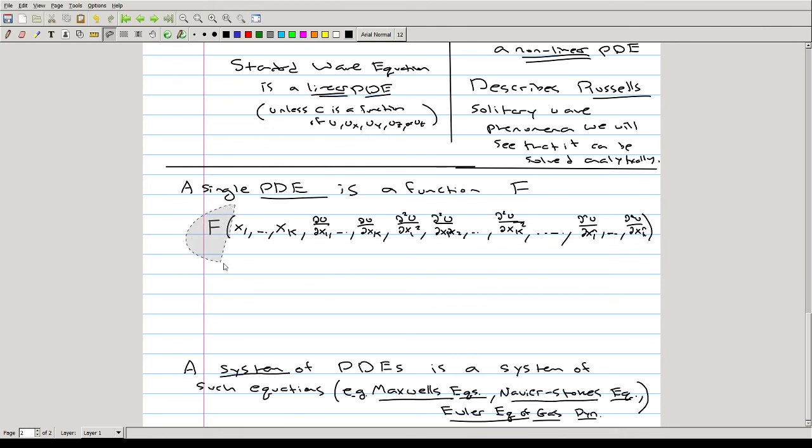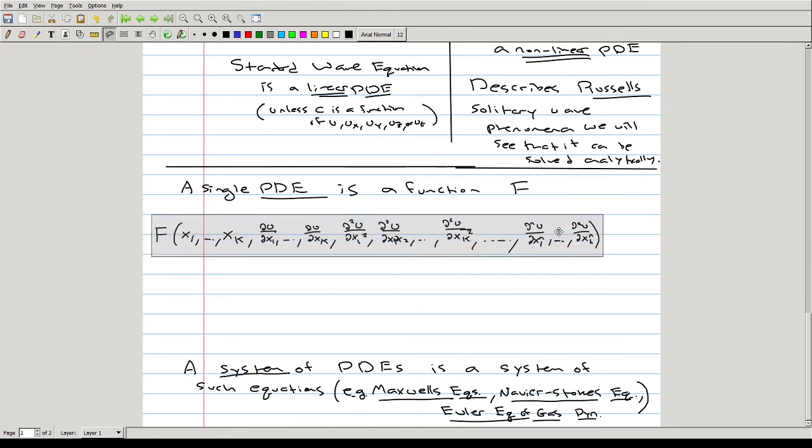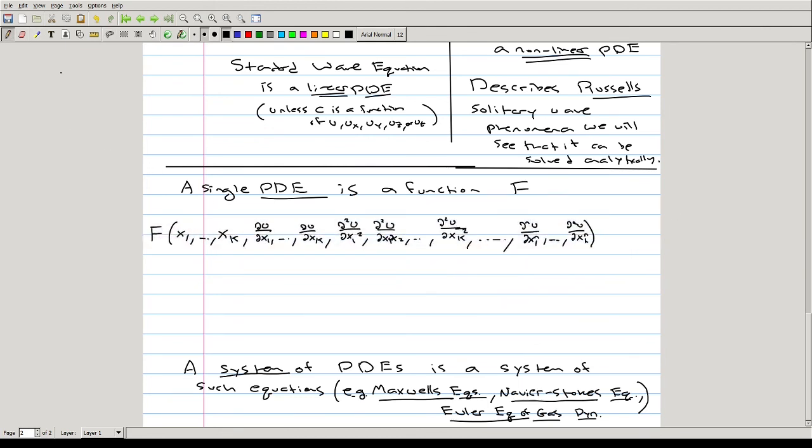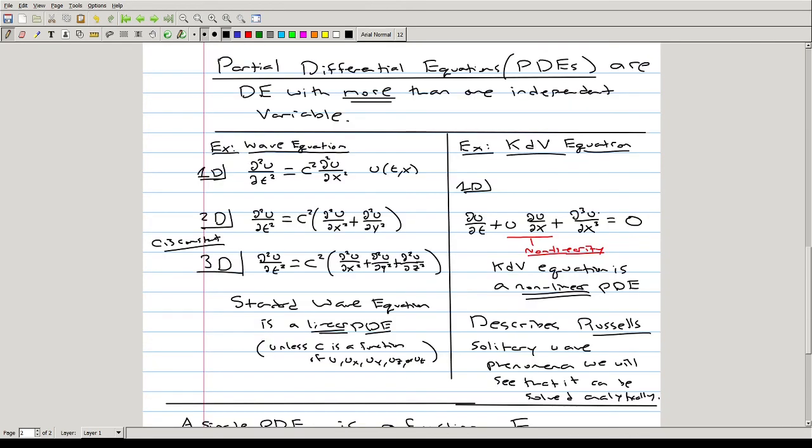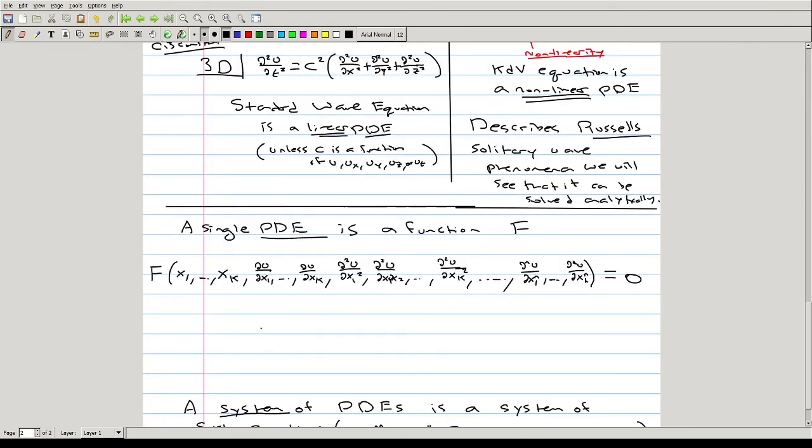So as you see, in general, a general PDE can be a very complicated thing. But the idea is that in general it's a function like this, and solving it involves solving for a function u that satisfies this for every single point in every single one of the independent variables. So for every point in the domain.